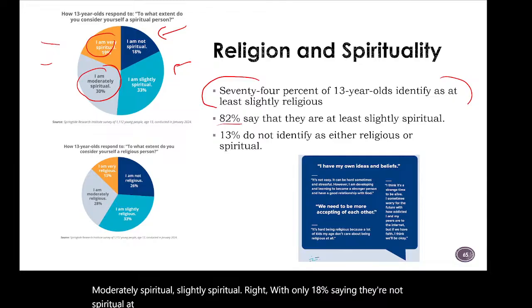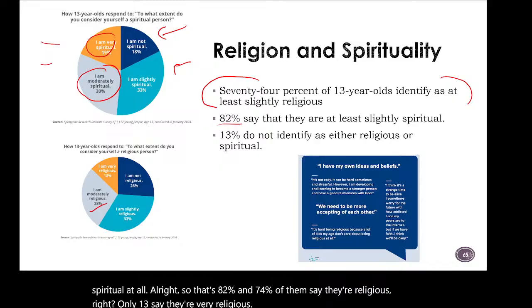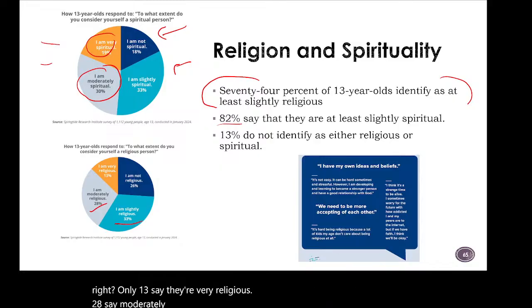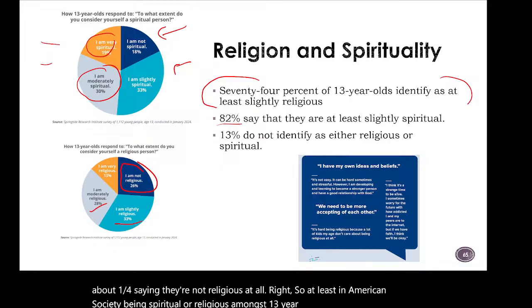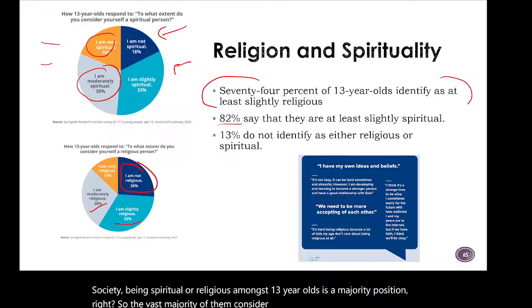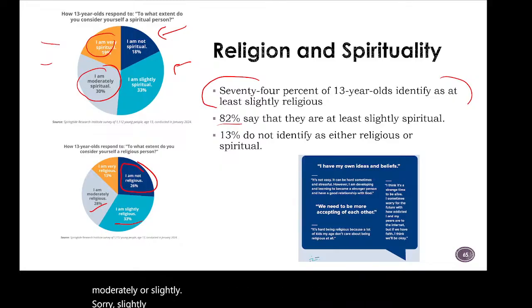So that's 82%, and 74% of them say they're religious. Only 13% say they're very religious, 28% say moderately religious, and 33%, so a third, say slightly religious, with about a quarter saying they're not religious at all. So at least in American society, being spiritual or religious amongst 13-year-olds is a majority position. So the vast majority of them consider themselves either religious, at least slightly or more, and slightly or more spiritual, with only a relatively small minority saying that they're neither of those things.